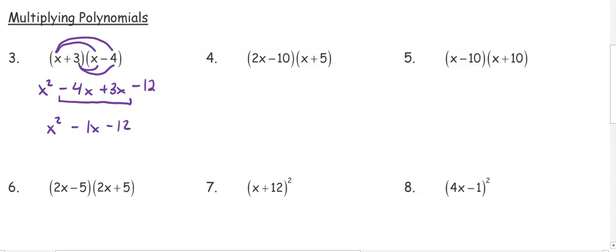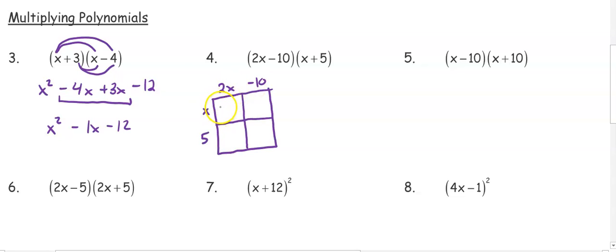Remember, though, that's not the only way to do it. You could also do it as a box problem. So in number 4, let's do it as a box problem. We're going to make a 2 by 2 box. Each term gets its own part. So 2x minus 10, x, and 5. We're going to multiply each term.